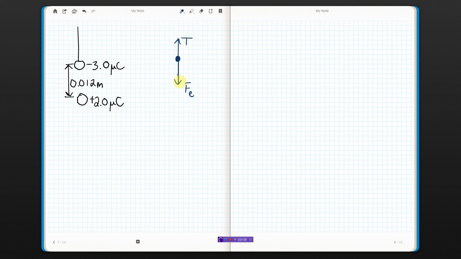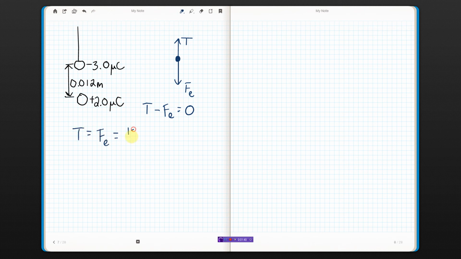That's the tension. Now, before the thread broke, these should have been equal and opposite in direction because it was in equilibrium, wasn't accelerating, it wasn't going anywhere, so they should have canceled out. The maximum tension we can have is that final moment right before it breaks. So I know that T minus Fe should equal 0, which means that T should equal Fe.